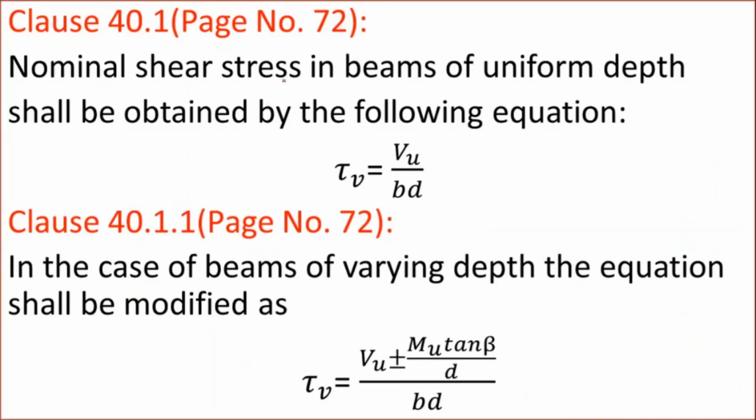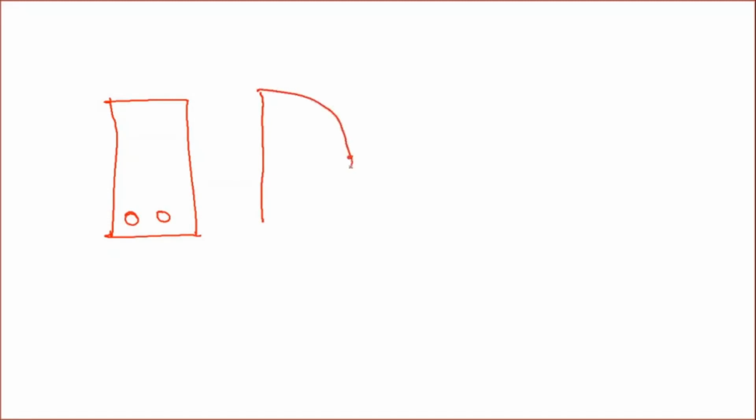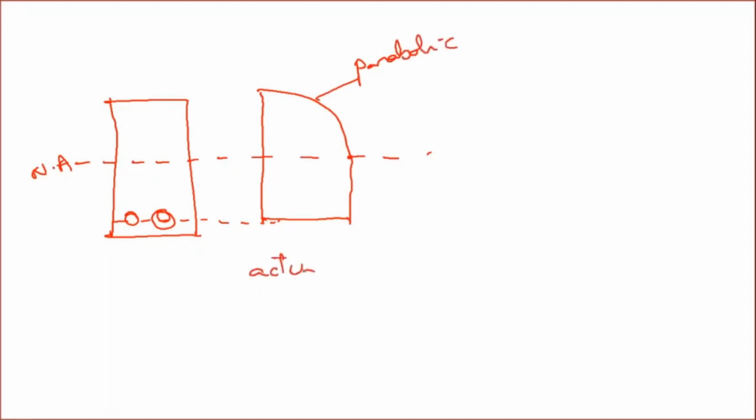Next one, nominal shear stress. Basically, if you take an RCC beam like this, let us say this is a singly reinforced beam, then the actual shear stress distribution will be like this. That means up to the neutral axis, the distribution will be parabolic in nature. This is the actual shear distribution. And below the neutral axis, it will be rectangular in nature.